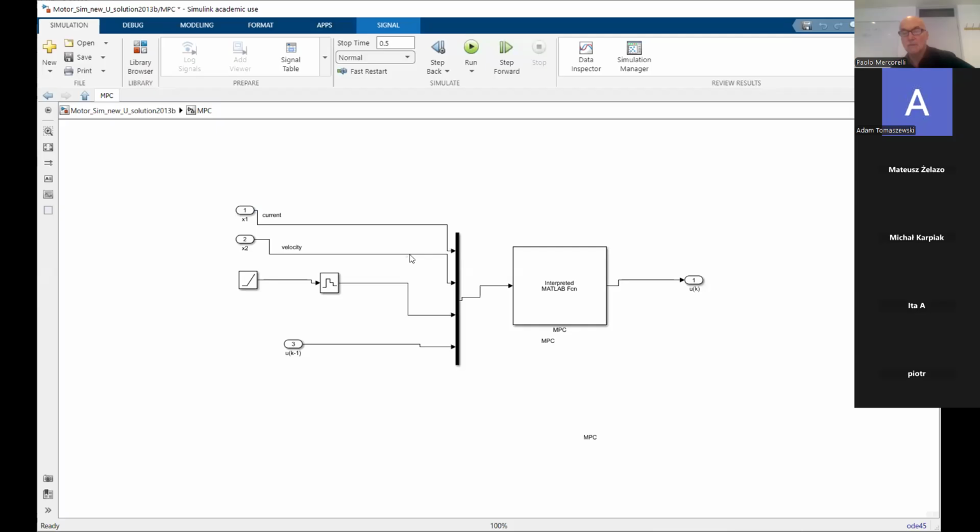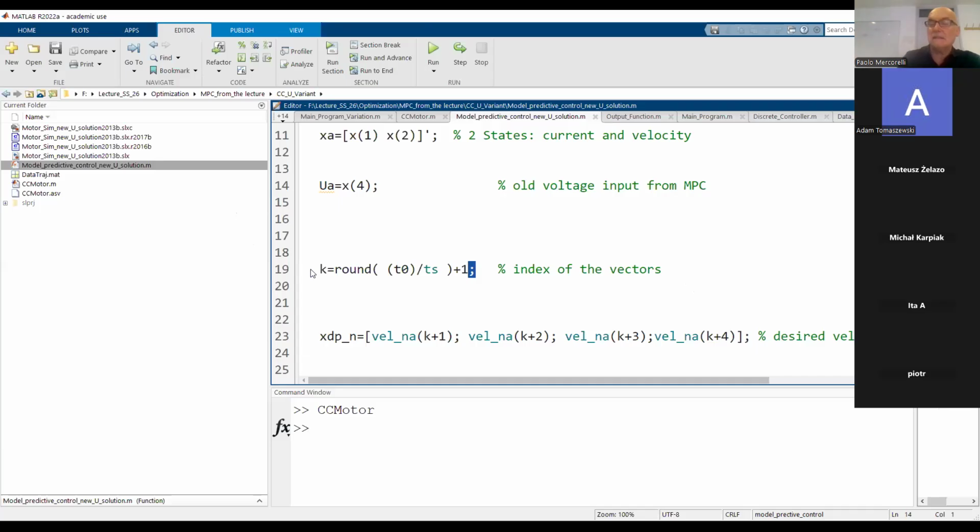X1 and X2 in accordance with the organization of the state on this max. Here, I organize the index better. You remember T0 was the ramp. I divided T0 by Ts. I sum 1 because I would like to start from 1, and then I round.